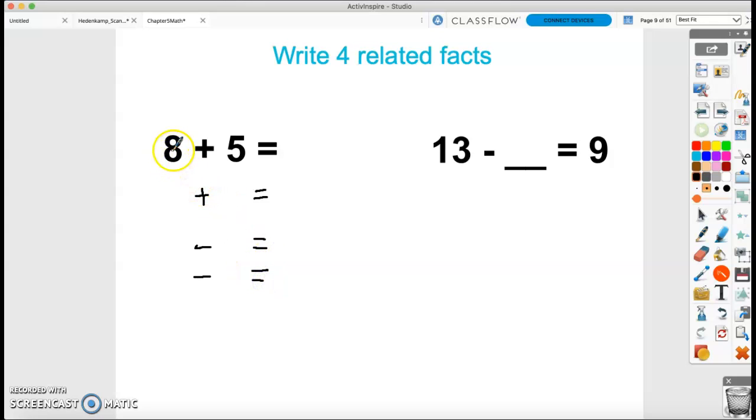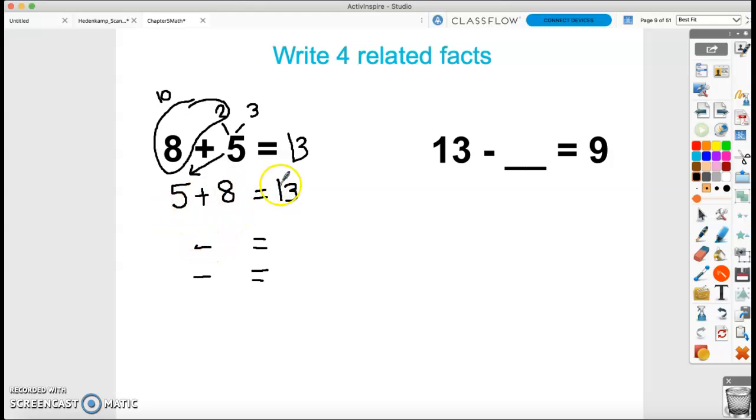Okay, so let's figure out what 8 plus 5 is. 8 plus 5, well, I want to make 8 into a 10. So I'm going to make this a 2, because I'm going to grab that and make a 10. If this is 2, then I know my other part is 3. So 10 plus 3 is 13. So 8 plus 5 is 13. Now I'm going to do my other addition sentence. So instead of having 8 first, I'm going to put 5 first. So 5 plus 8 equals 13.